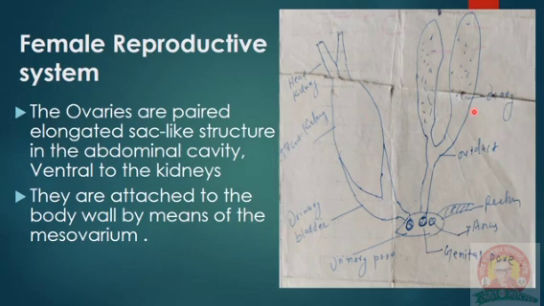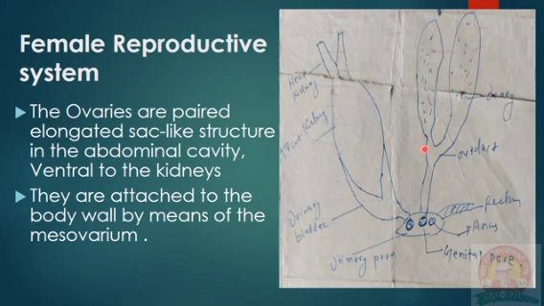What is the important thing? Ovary, oviduct, rectum, anus, genital pore, urinary bladder, and kidney. A little bit changes compared to the testes. The ovaries are paired, and the testes are also paired. The ovaries are paired, elongated, sac-like structures, like a bag, in the abdominal cavity, ventral to the kidney. Testis is also ventral to the kidney, and ovary is also ventral to the kidney.